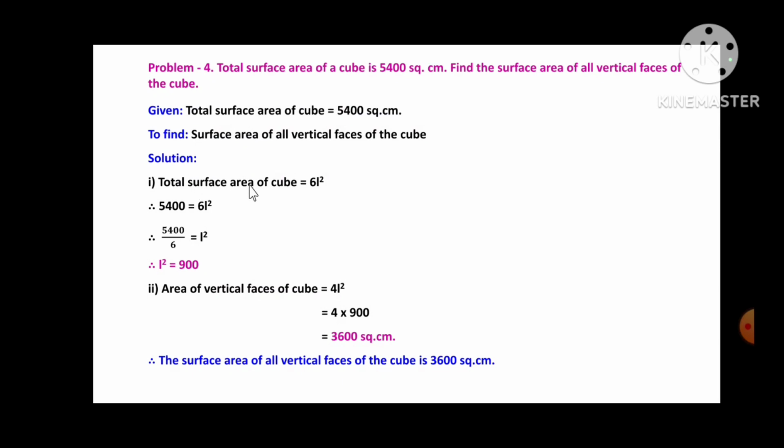We have total surface area of the cube is equal to 6L square. Therefore 5400 is equal to 6L square. Therefore 5400 upon 6 is equal to L square. 6 brought to the left hand side, it gets divided. Therefore this division leads to L square is equal to 900. Area of the vertical faces of the cube is equal to 4L square. So 4 into 900, that leads to 3600 square centimeter. Therefore the surface area of all vertical faces of the cube is 3600 square centimeter.